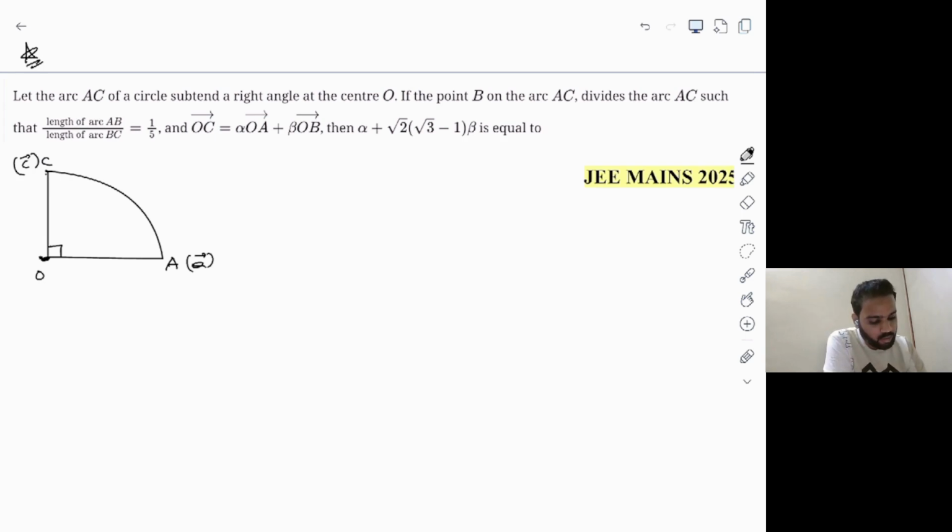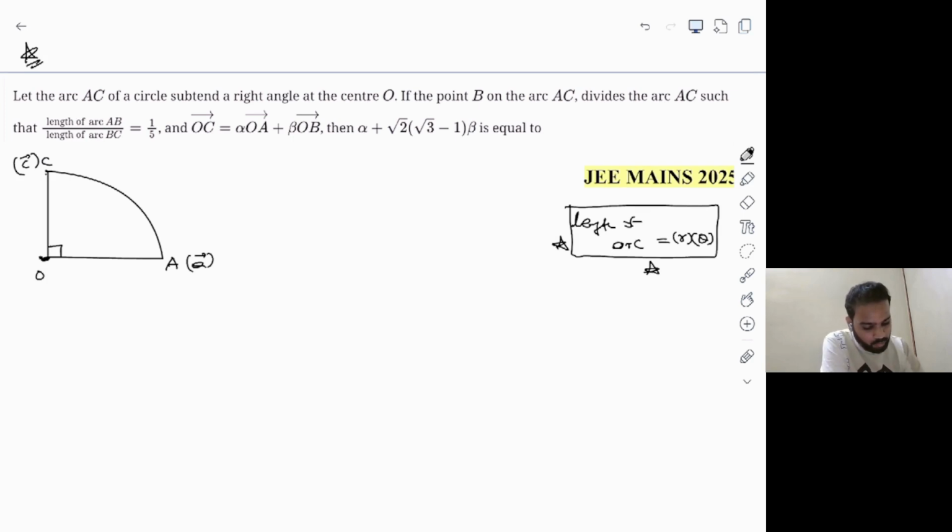If the point B is on the arc AC, which divides arc AC such that length of arc AB divided by length of arc BC is equals to 1 divided by 5. But you have to recall that the length of arc formula, length of arc is equals to radius times theta, where theta is in terms of radians, right? So this is our formula for length of arc. Okay. Now let's try to put the point B somewhere here, whose position vector is B bar, and we'll join this O and B like this.